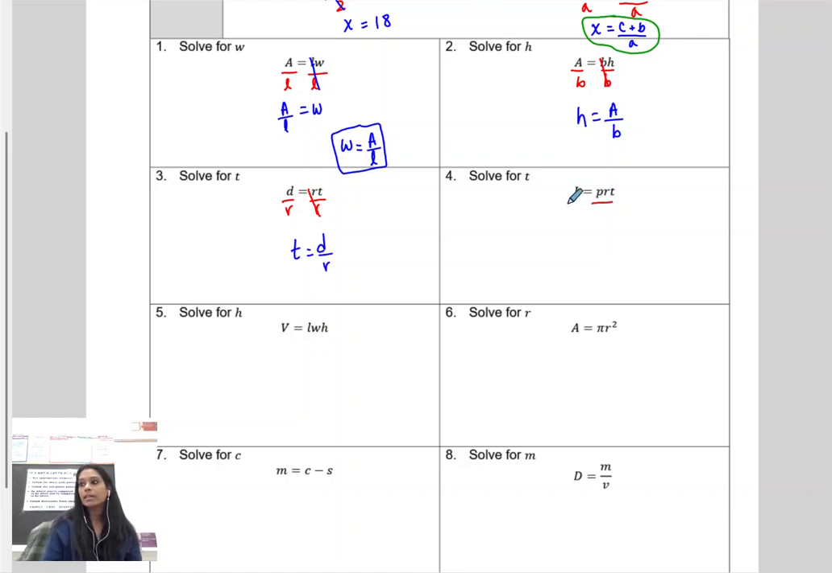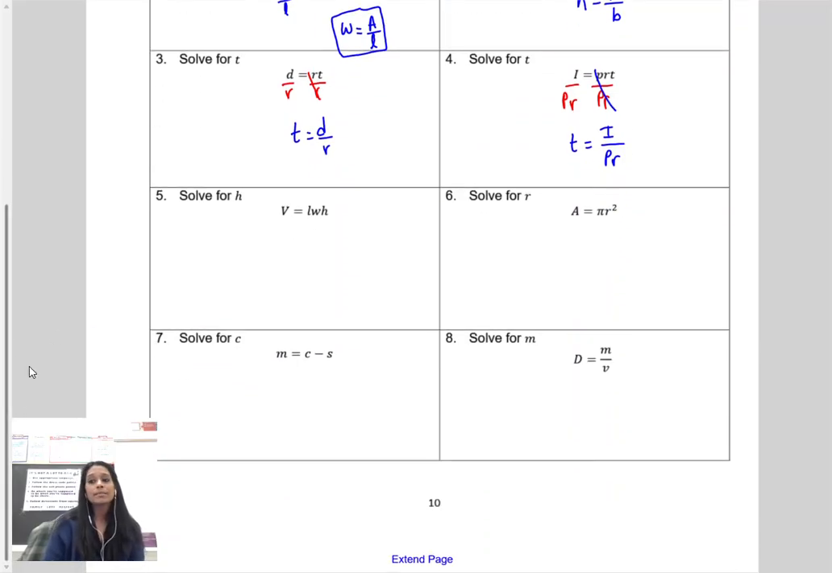We're going to divide both sides of my equal sign. We're going to keep the t and remove the p and the r, and then that gets canceled out right there. So you just have t by itself equals I over PR. And that's that. It's going to keep going. Solve for h. I'm going to get h by itself. So I need to divide both sides by LW. LW gets crossed out. So you have h equals V over LW.